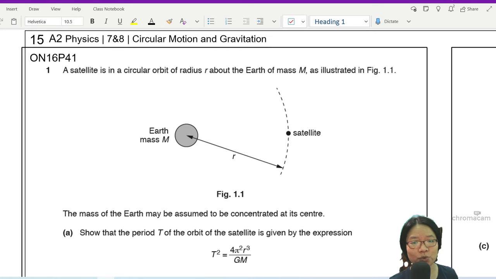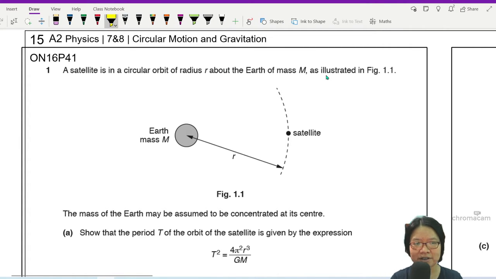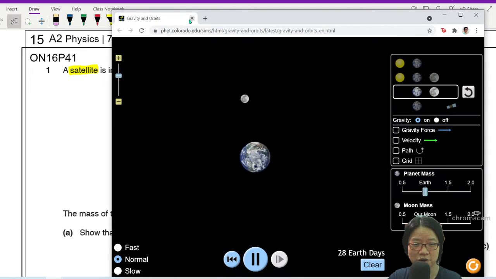In this example, we are going to look at a satellite that is in circular orbit of radius r about the Earth. So when you think about satellite, I think the first natural satellite that you learn about that should come to mind is the moon, right? Especially in primary school, that was the first thing my teacher told me: you have a moon and the moon travels in a circle around the sun like that.